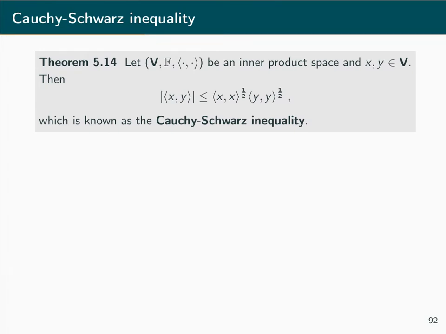For any inner product space, we have a very fundamental result that's known as the Cauchy-Schwarz inequality, and it's stated in Theorem 5.14. So let V be an inner product space, then for any two vectors x and y in V, we have the following inequality. The absolute value of the inner product of x with y is always less than or equal to the square root of the inner product of the vector x with itself times the square root of the inner product of the vector y with itself.